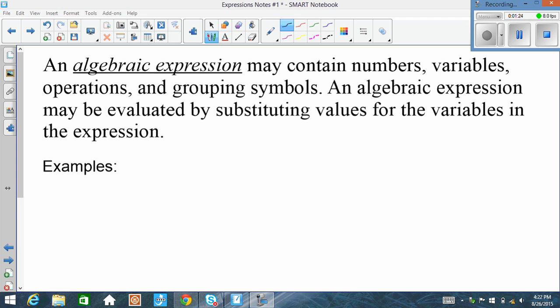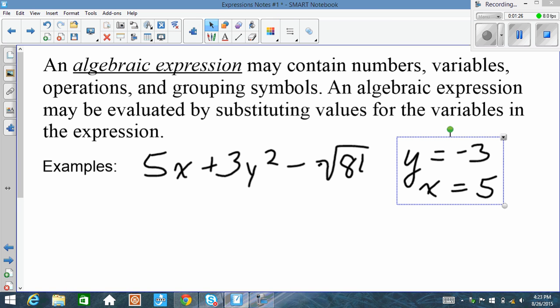For example, in this example, we have the expression 5x plus 3y squared minus the square root of 81, where y equals 5 and x equals -3. So if we were to solve this by substituting the values in the expression, we would replace the x and the y with values that will work. So x and y need to be replaced with the -3 and the 5.